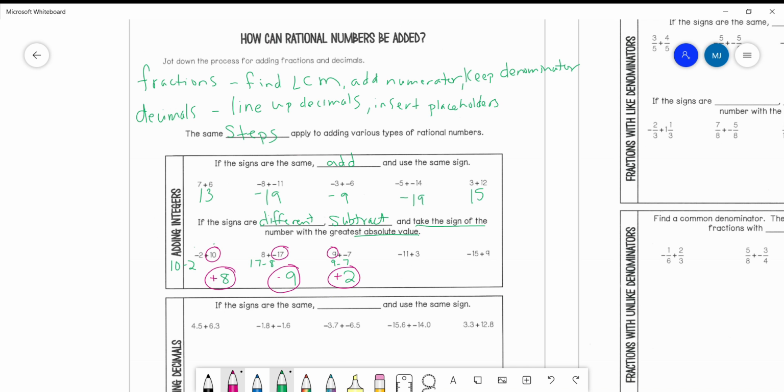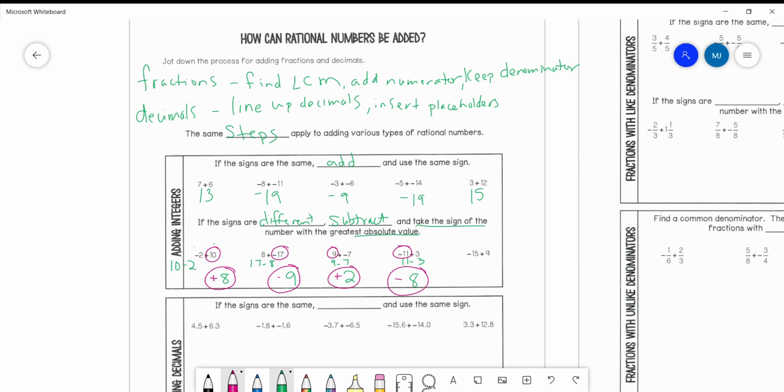Okay. Negative 11 plus 3. The signs are different, so we're going to subtract these. So that would be 8. We look at the absolute value of negative 11 versus the absolute value of 3. This has a greater absolute value, and it is negative, so our answer is negative 8.